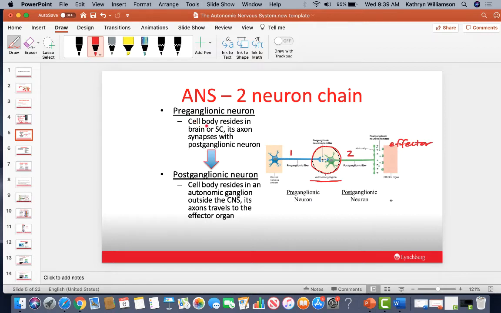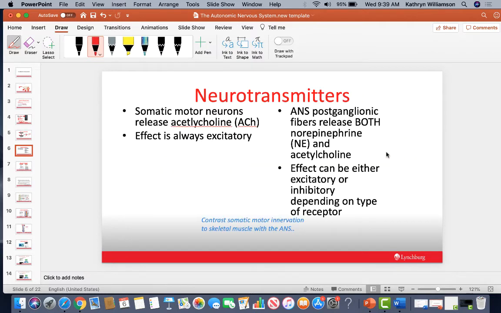Here we have the cell body of this neuron that's either in the brain or spinal cord, so it starts in the central nervous system. Its axon travels out and synapses with the postganglionic neuron, which is this neuron number 2. So this is neuron number 1, preganglionic, and this is neuron number 2, or postganglionic. The cell body of our postganglionic neuron resides in an autonomic ganglion that's outside the central nervous system. Then its axon travels all the way out to an effector organ somewhere in the body, and it's going to exert its effect. Okay, so what neurotransmitters do we have at play here?